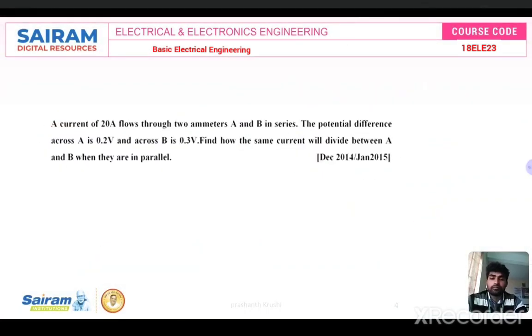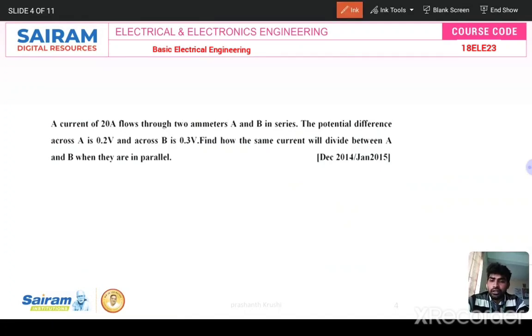Next problem. A current of 20 amps flows through the 2 ammeters. So the 2 ammeters are in series. This is one ammeter, and this one is another ammeter. Ammeter 1 and ammeter 2, I'll take. And the potential difference across A is 0.2 and across B is 0.3 volts.